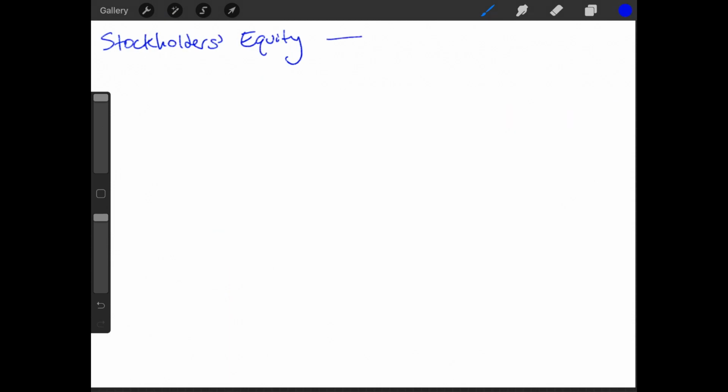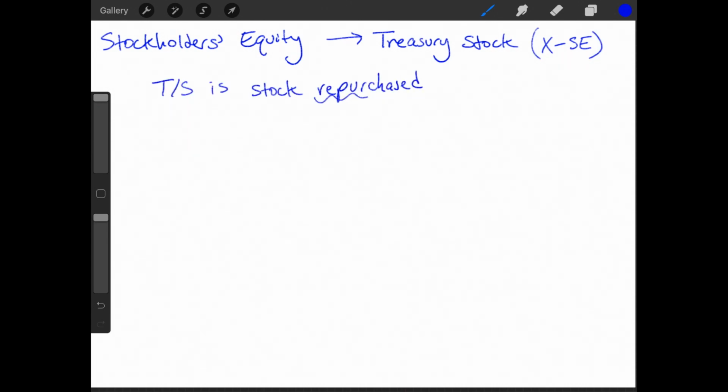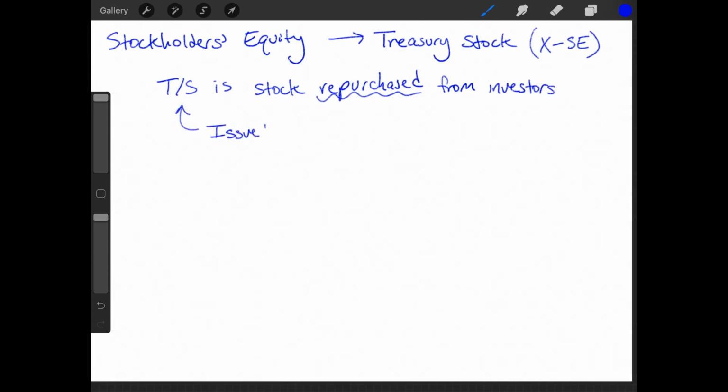So those were the journal entries associated with issuance, but I also want to go ahead and talk about treasury stock. Now, treasury stock is a contra equity account or a contra stockholders equity account, and what it is essentially is stock that has been repurchased from investors. And this stock is considered issued but not outstanding.